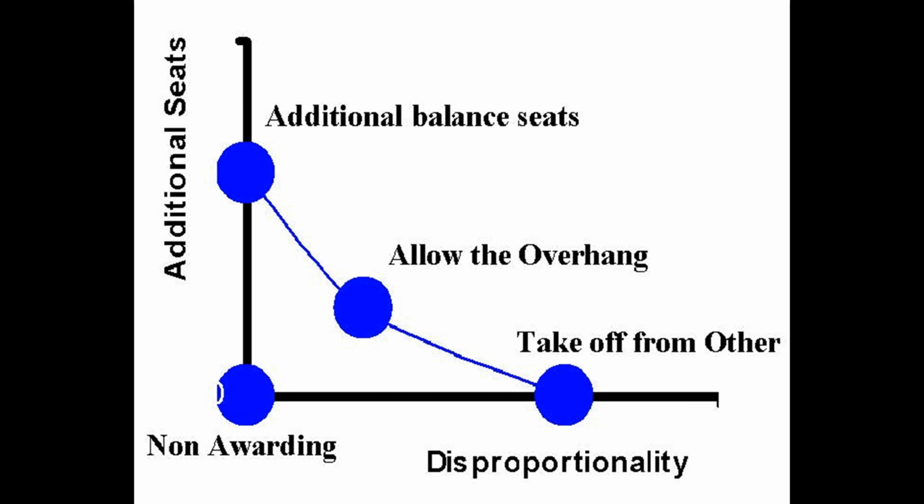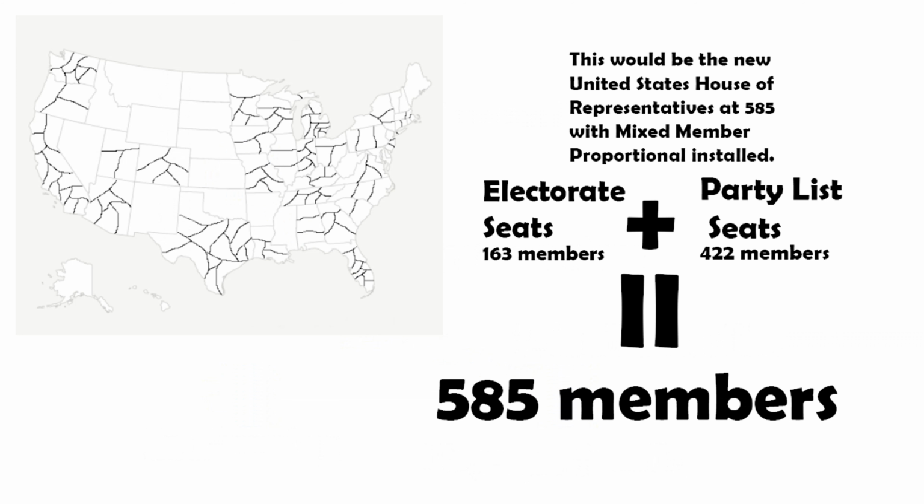But I'm not done here. I ran through the total count. Under mixed member proportional, there would be a total of 163 electoral seats plus 422 party list members. That comes out to 585.